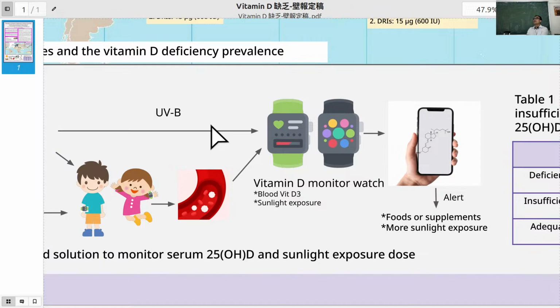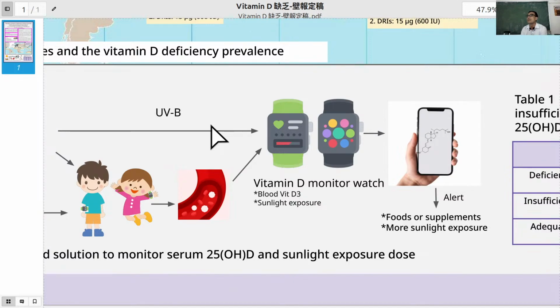Theoretically, the experts told us, every day you have a chance to get sunlight exposure between 11 a.m. and 1 p.m. In those 2 hours, you just select 10 to 15 minutes under the sun to get exposure. That is enough to meet the daily requirement of vitamin D.